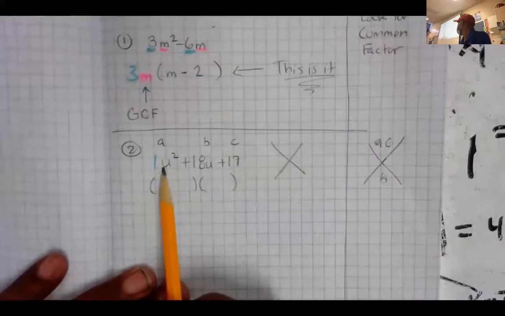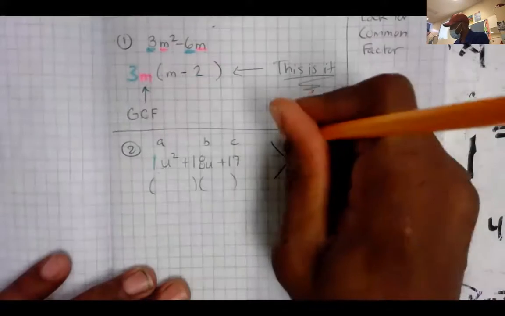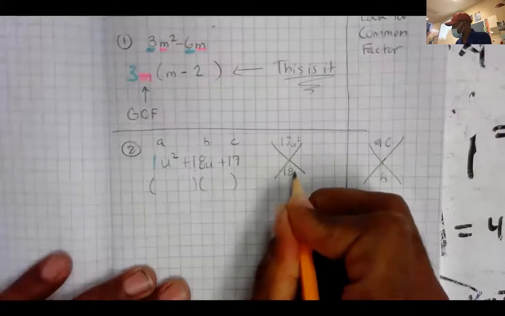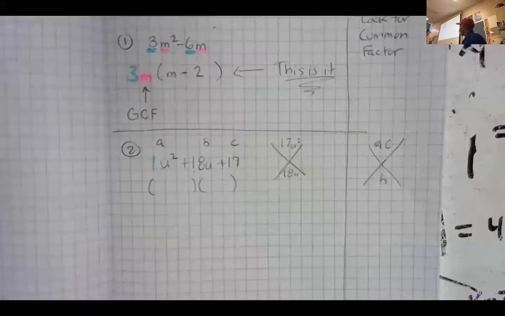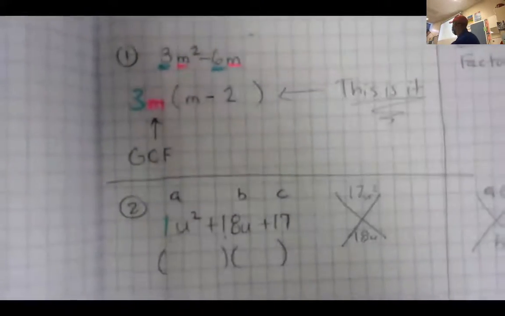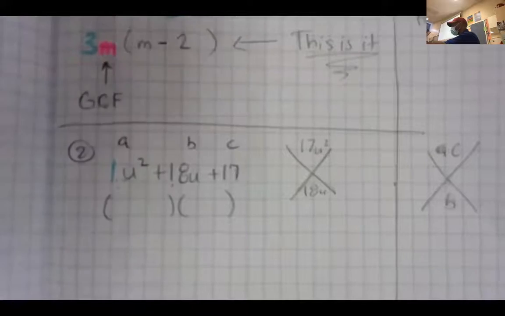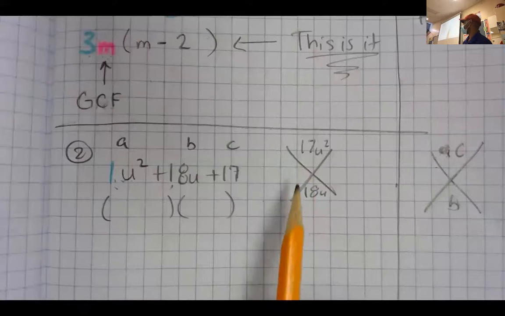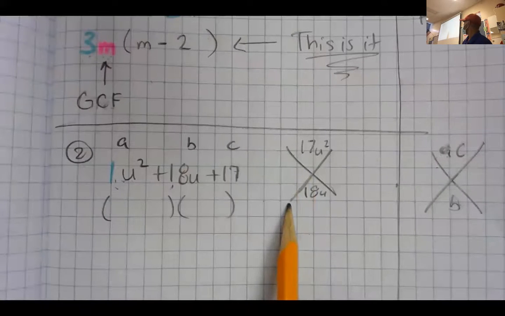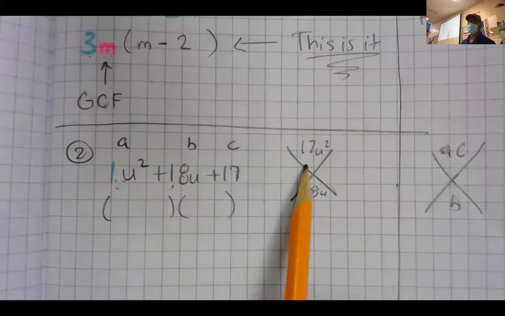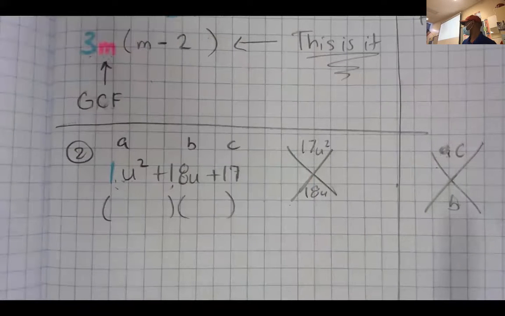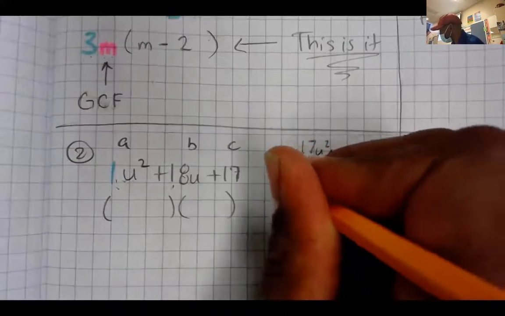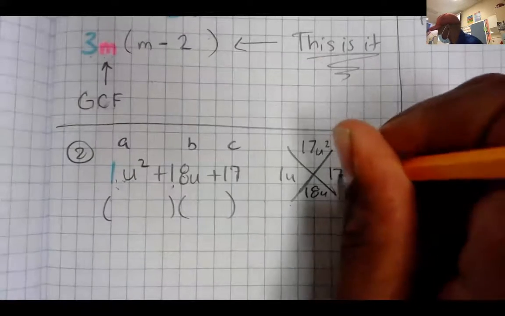So the top, 1u squared times 17, that's 17u squared. And the bottom, the 18u goes on the bottom. Now I have to figure out what two numbers multiply to the number on the top but add up to the one on the bottom. The only numbers I can multiply to get 17 are 1 and 17. But remember, it's u squared, so it'd be not just 1, but 1u and 17u.